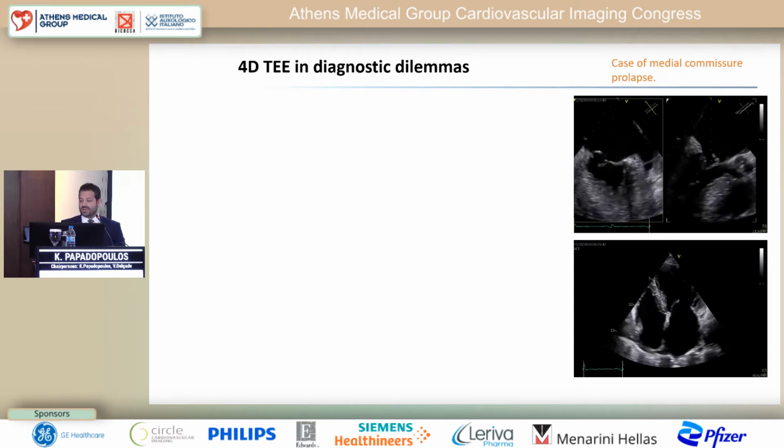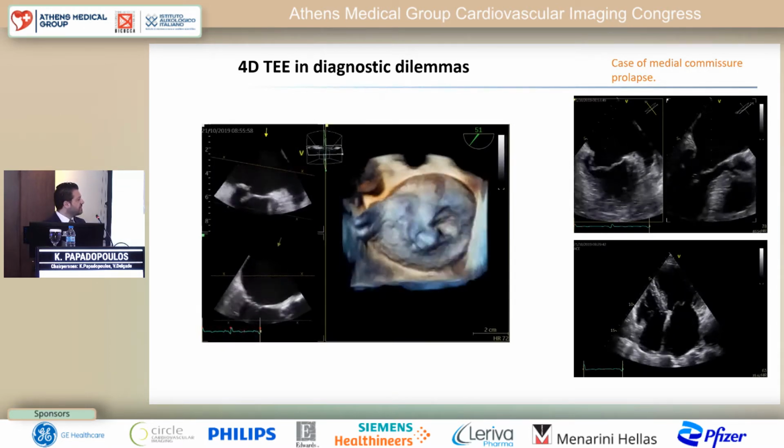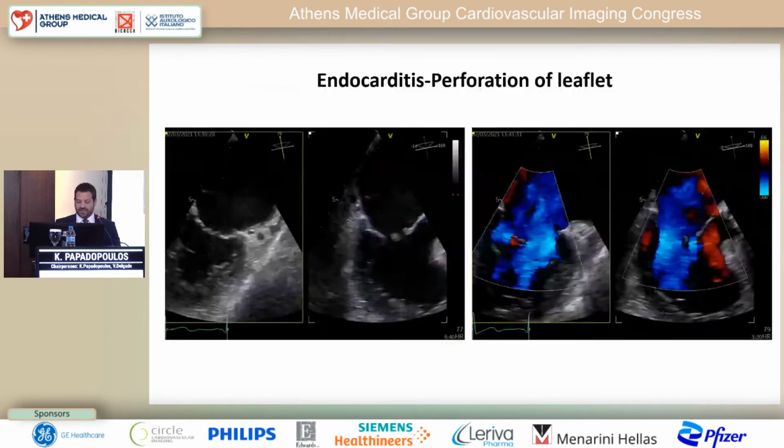So we don't understand if this is an anterior or a posterior leaflet, but however, it was a medial commissure prolapse, which was very nicely seen in 3D and fast view of the valve.